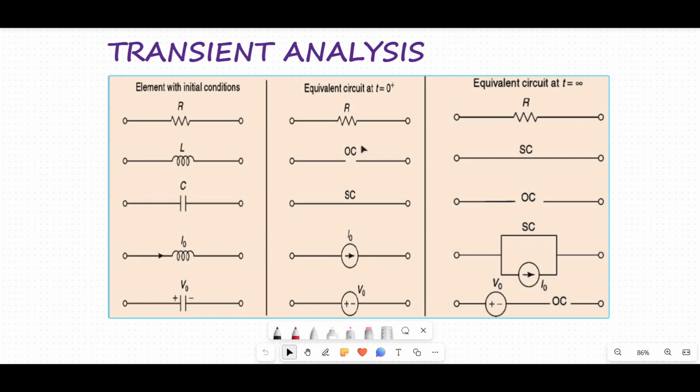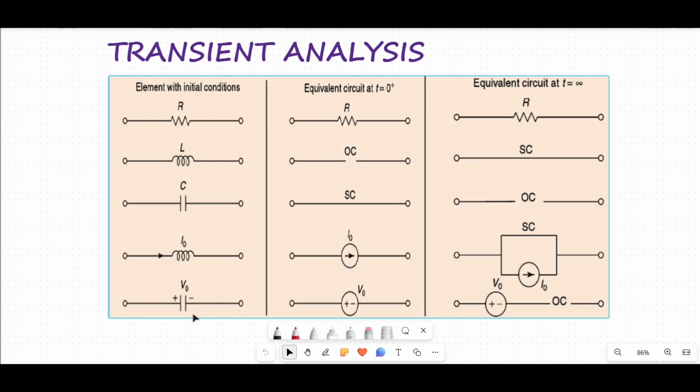So in transient analysis, we have various behavior of inductors and capacitors, and the resistors remain unchanged during the switching. What we have observed is that during the initial condition, the inductor behaves as an open circuit, the capacitor behaves as a short circuit, right? And after attaining the steady state, the inductor behaves as a short circuit and the capacitor behaves as an open circuit.